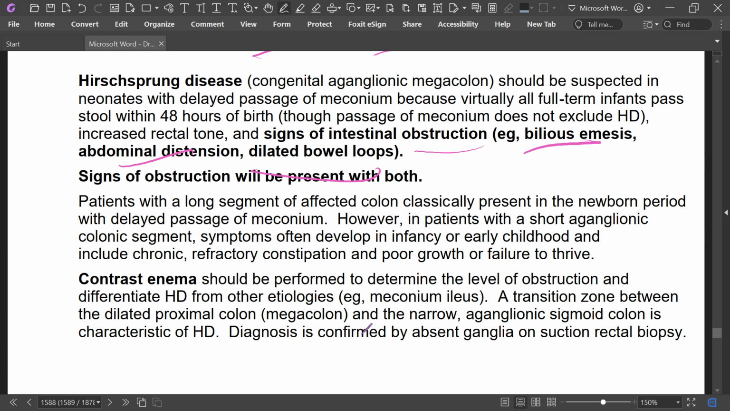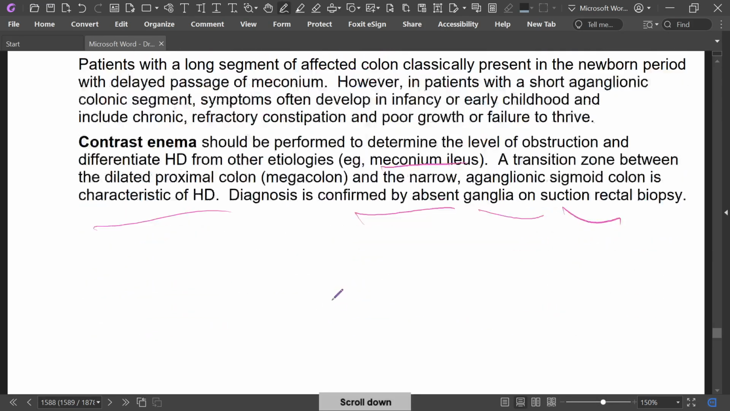Contrast enema should be performed to determine the level of the obstruction and differentiate Hirschsprung disease from other etiologies, such as meconium ileus. A transition zone between the dilated proximal colon, megacolon, and the narrow aganglionic sigmoid colon is characteristic of Hirschsprung disease. Diagnosis is confirmed by absent ganglia on suction biopsy.